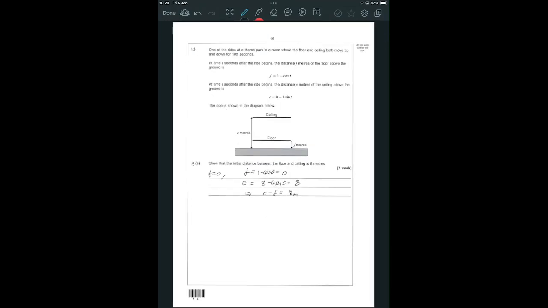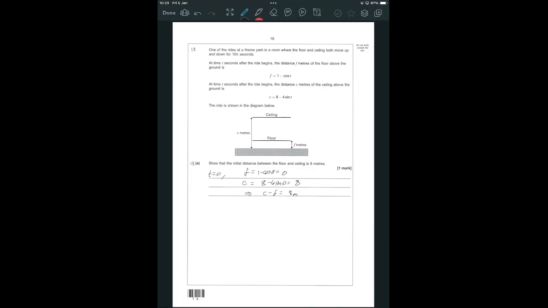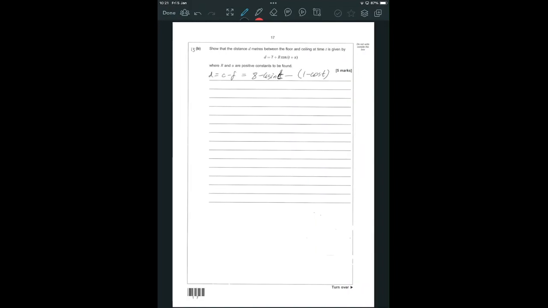Okay, now just to check that we understood what the model was talking about. Show that the distance between the floor and the ceiling at any given time is given by that. Okay, so we've got the ceiling and the floor, so we want D to be the ceiling minus the floor. The ceiling was 8 minus 4 sine t. Subtract off 1 minus cos t. I'm changing my letters all over the place. It was just 1 minus cos t.